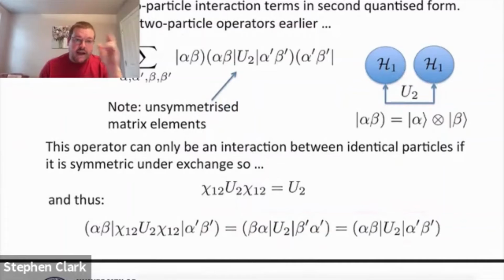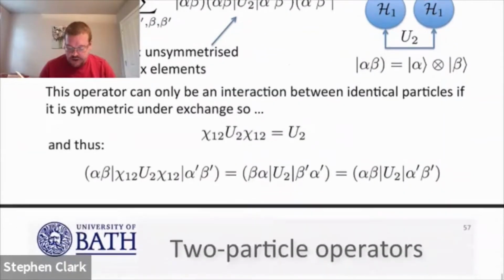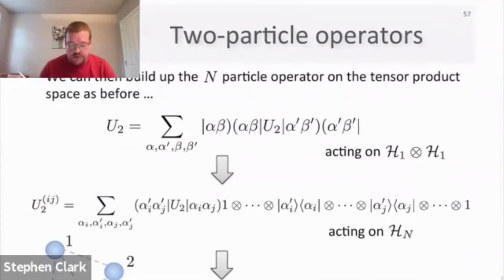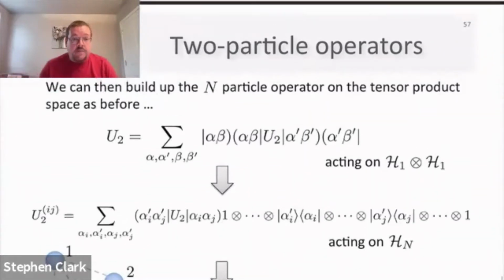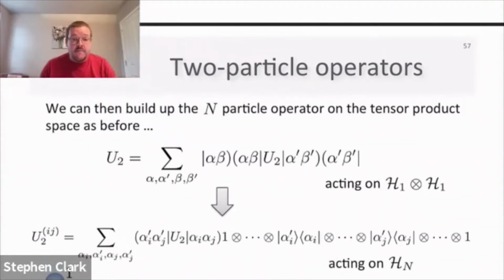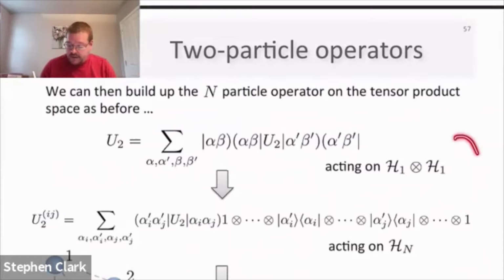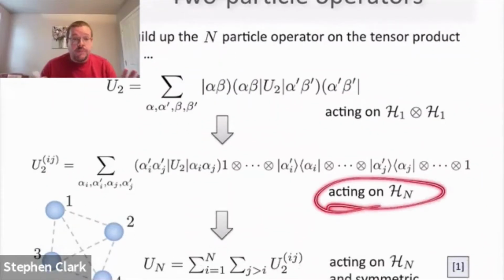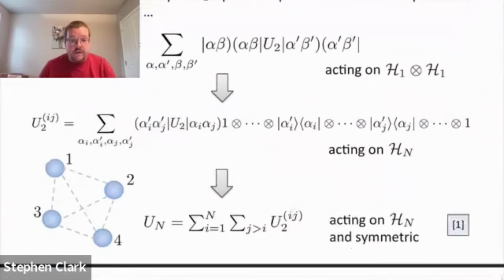So the interaction doesn't care which particle is which. It shouldn't. No physical interaction should, between fermions or bosons. So I'm just going to sketch it out, but the basic strategy is exactly the same. You elevate this operator to an operator on the full Hilbert space that's unphysical. You then project it down to the symmetric one.